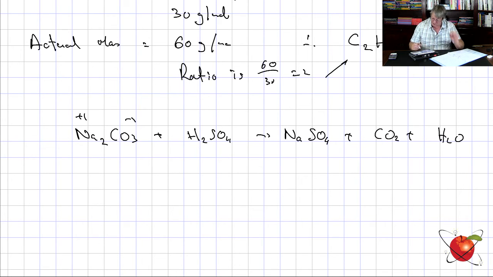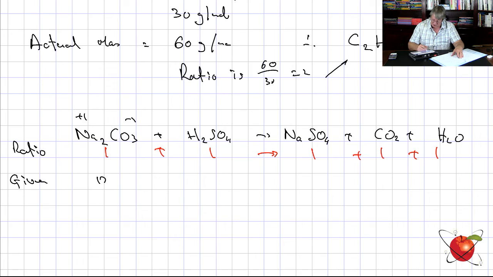Now let's balance it, and we see it's balanced with ones. It's balanced already. The next step is we write down the ratio, the recipe. 1 cup of that plus 1 cup of that gives 1 of that, 1 of that, and 1 of that. Now we put down what we are given.